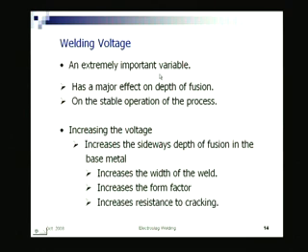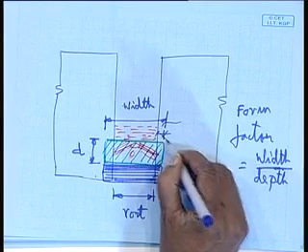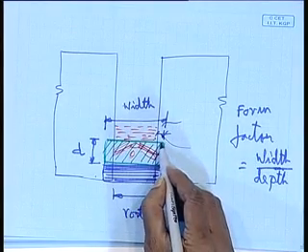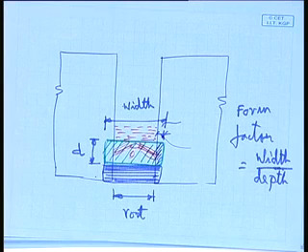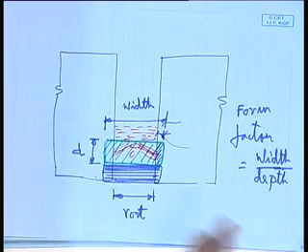Welding voltage is an extremely important variable in electroslag welding. Why? It has a major effect on the depth of fusion and on the stable operation of the process. Increasing the voltage increases the sideways depth of fusion in the base metal. That means the dilution increases in the weld pool.